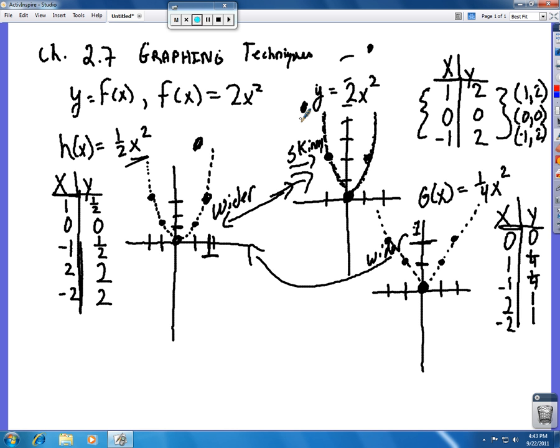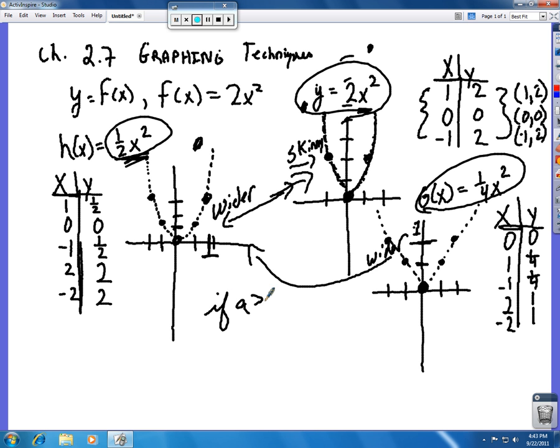So what conclusion can we draw from these three graphs here? Well, we know we have this function, this one, and this one. The one thing that we see that's the same is they all have x squared with them. The only thing that's different is the coefficient out in front of them. And that coefficient, let's go ahead and just call it a. So if a is greater than 1, this will be considered vertical stretching of your graph. Vertical stretching.